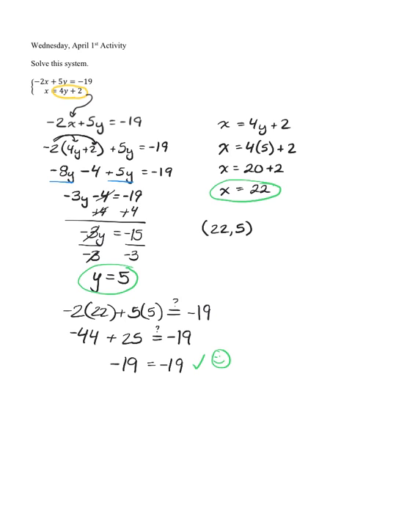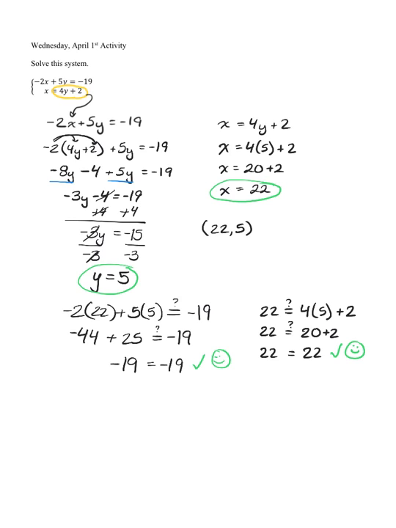Well, let's see if this works for the other one. So x equals 4y plus 2. I'm going to say 22 is equal to 4 times 5, because that's what I think y is, plus 2. 4 times 5 is 20. 20 plus 2 is 22. So both sides check out.